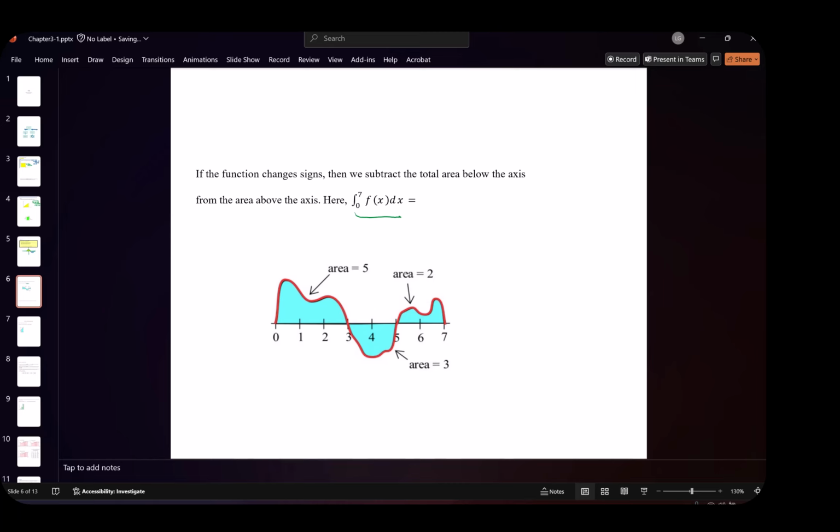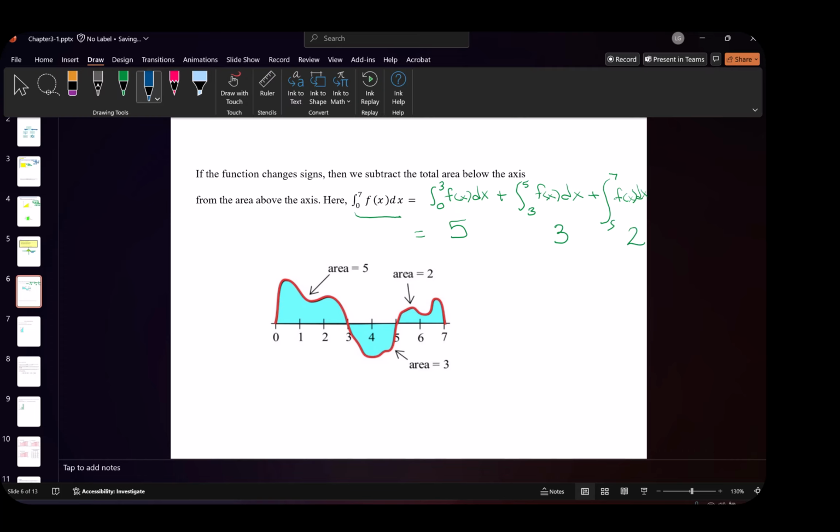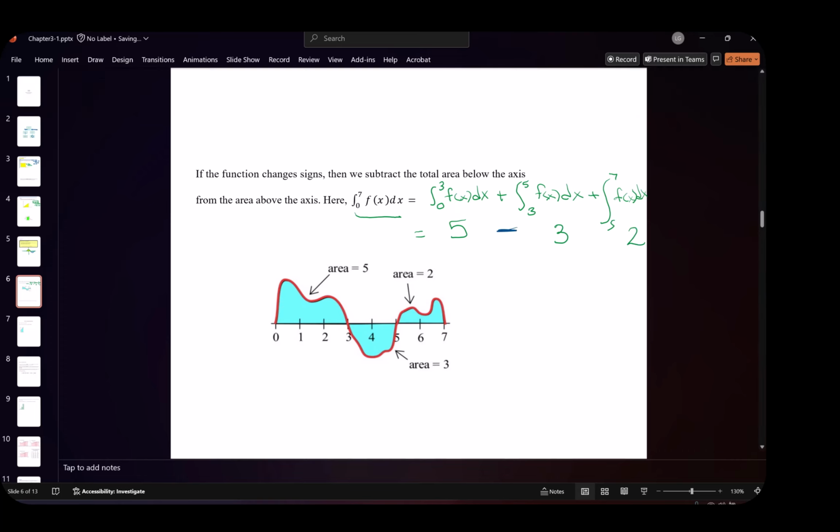But my net area is the integral from 0 to 3 of the function f of x dx plus the integral from 3 to 5 of f of x dx plus the integral from 5 to 7 of f of x dx. And I'm writing f of x dx because I don't know what the function is. But they're telling me that the area from 0 to 3 is equal to 5. The area from 3 to 4 is equal to 3. And the area from 5 to 7 is equal to 2. 5 is positive, 3 is negative, 2 is positive. We get the net area.